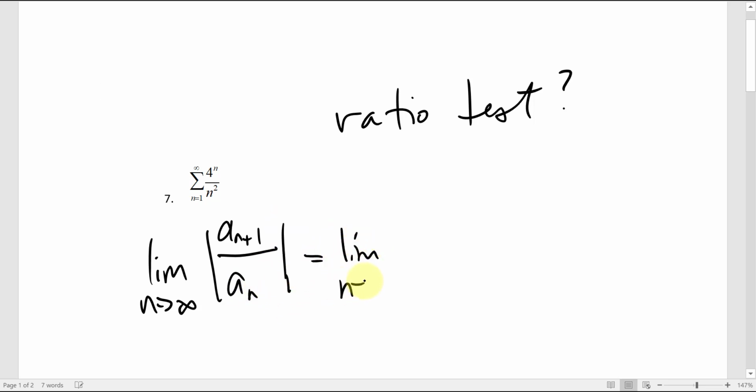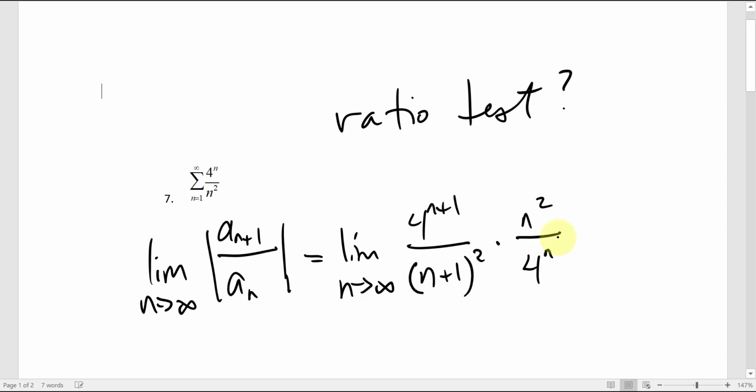And so in this example, we will replace every n with an n plus 1 with parentheses. Please put the parentheses because that really is where the mistakes happen. So this could be 4 to the n plus 1 over n plus 1 quantity squared times, and then because I'm dividing by a fraction, I'll just flip it and multiply. So I got n squared over 4 to the n.